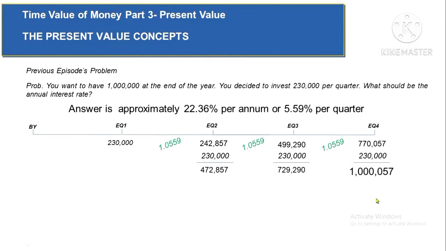So the 57 pesos is due to rounding of factors. So if you want an exact answer, do an interpolation again as discussed in the previous video using the 2 trial rates, which will result nearest to our desired future value of 1 million. So that's the end of the flashback.